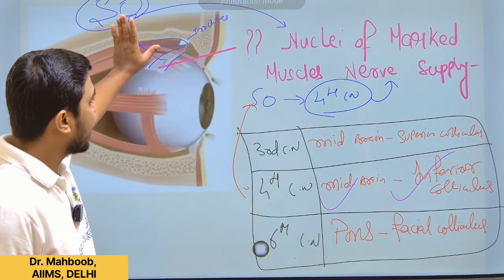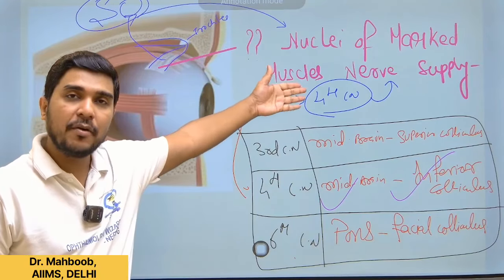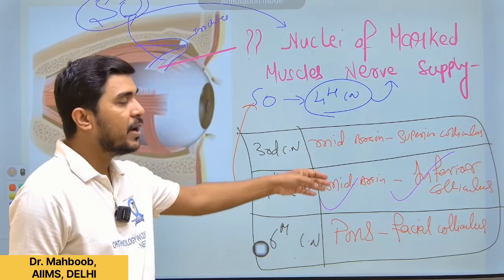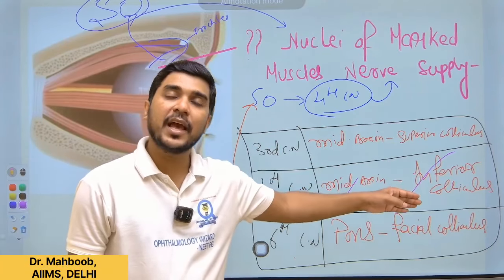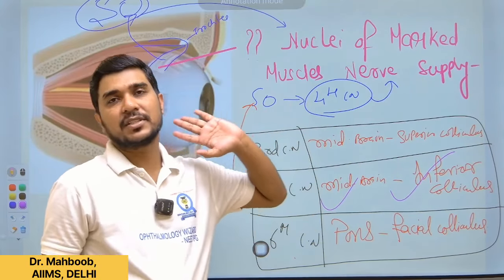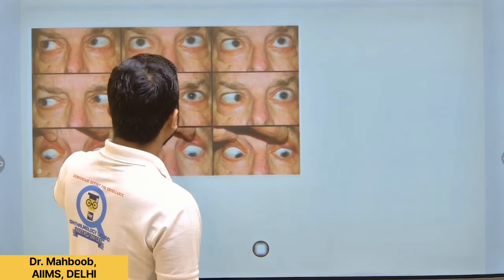Understood? You have to identify the muscle, then the nerve, and then the colliculus. Third and fourth, midbrain, superior and inferior colliculus. And the sixth one is pons, facial colliculus. That's it. Now coming to the next image.